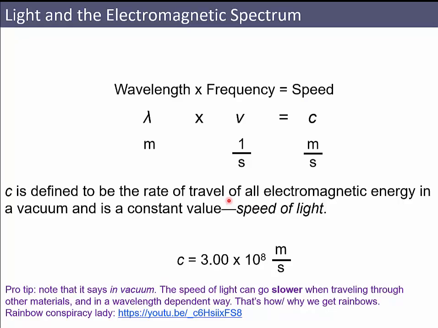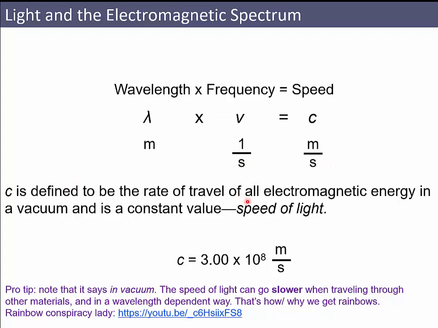So our wavelength times our frequency is equal to the speed. So we're going to do wavelength in meters, or we're going to do it in nanometers. And then we're going to do our velocity. Our frequency is 1 over seconds, so the units there are per second or hertz. And then our speed is going to be meters per second.